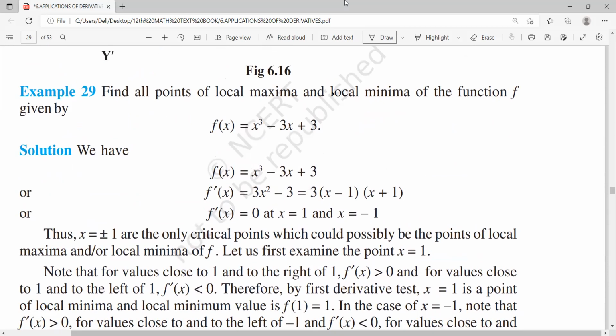Find all points of local maxima and local minima of the function f given by this. This is differentiable, so differentiable means there's no problem in this. So f'(x) = 3x squared minus 3. If you take 3 common, x equal to minus 1 or plus 1. These are turning points, right? That means points of local maximum or local minimum. But how do you check this? By using first principle.